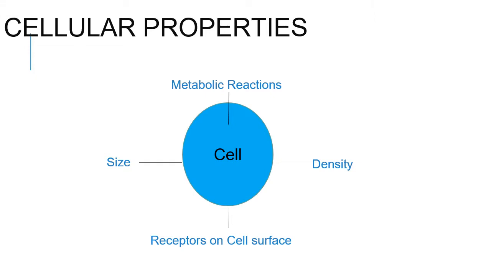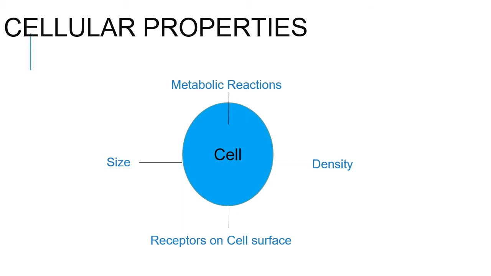If you want to study an individual cell, or even distinguish a particular cell from other cells, then you have 3 to 4 different criteria. That is size or shape, metabolic reactions, density, and receptors on the cell surface. There are a large number of cells having different types of shapes. Then you can have different types of receptors on the cell surface, and that also can be a criterion to distinguish one cell from another cell.